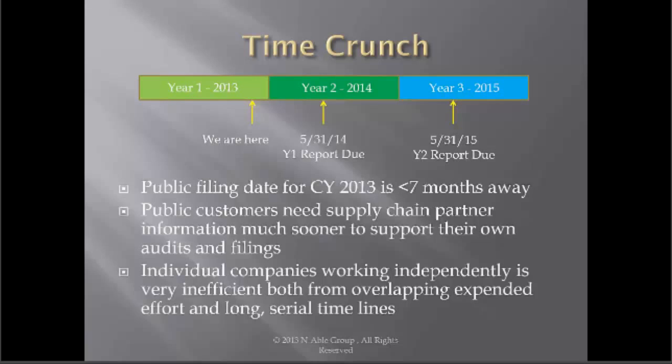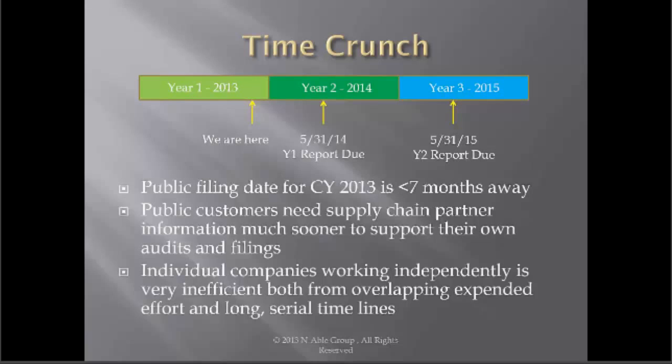So there's a whole bunch of stuff to do, and we talked about this before. There's a real crunch. The public filing date for calendar year 2013 is less than 7 months away. But that's not the major issue. Public customers need the supply chain information from their suppliers, be they public or private, much sooner to support their own audits and filings. So you can't wait until May 31st to give information to Apple and expect them to be able to file on May 31st.